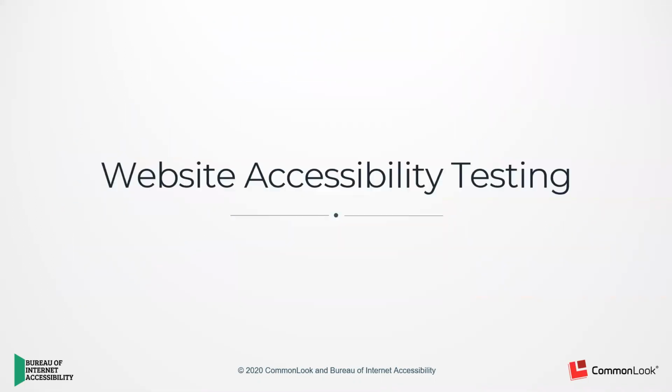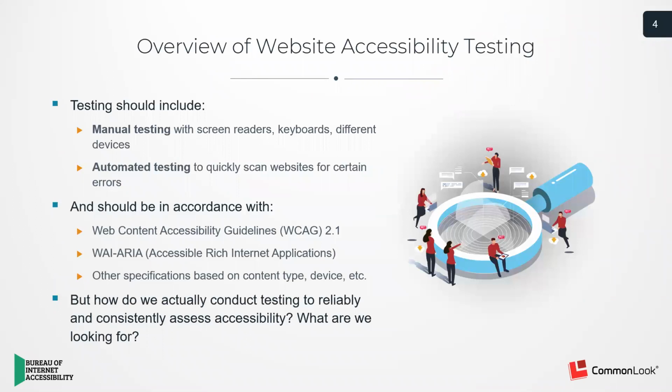So with that, we're going to start, and Kim's going to start talking about website accessibility testing. Thanks, Dave. As we start to go through this, keep in mind that what we're going to review applies to the digital auditing of websites, web-based applications, and mobile applications. And testing should include, and when I say testing, I'm talking more auditing, which there are two components for that. One is manual testing, which is done with the screen readers, keyboards, and different devices, and automated testing, which is used to quickly scan websites for certain errors.